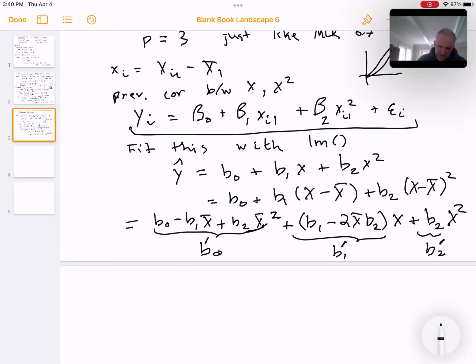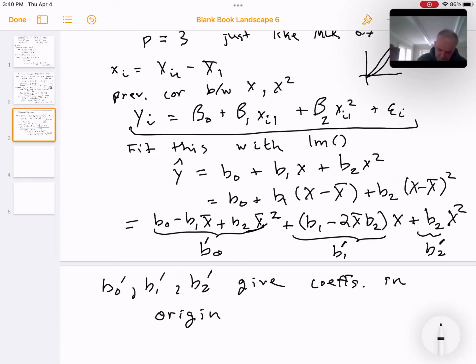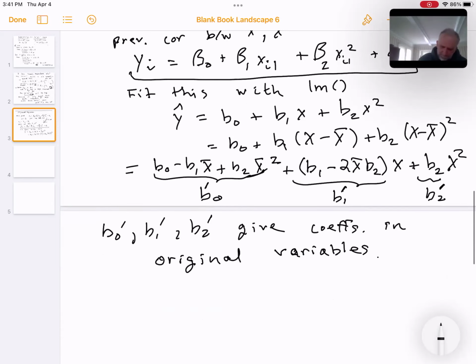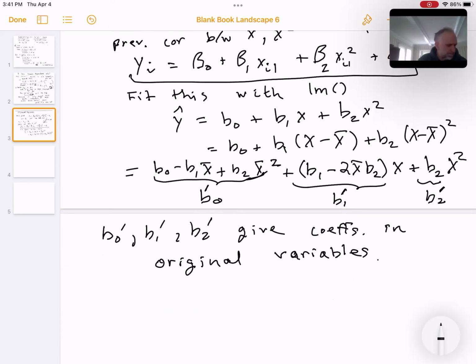So this shows the relationship. These B0 primes give the coefficients in the original variables. Any questions?